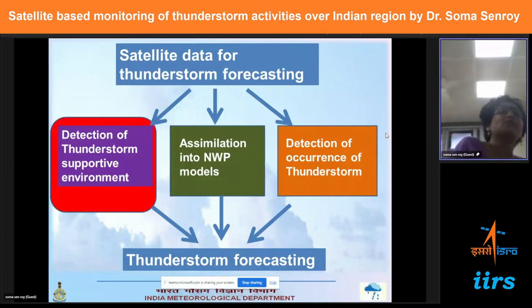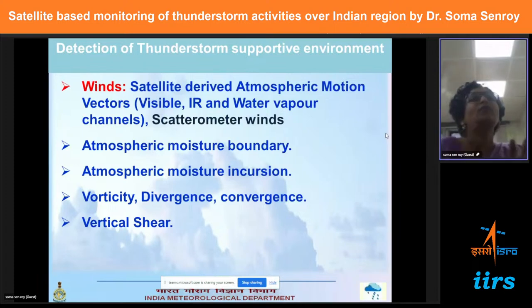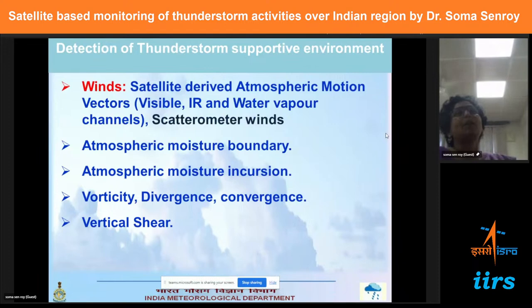So when we talk of the first component, that is detection of thunderstorm supportive environment, what do we look for? We look for winds, your atmospheric motion vectors, visible, IR, water vapor channel derived atmospheric motion vectors, CMVs, WVWs. The other thing we look at is, say, scatterometer winds, which is surface winds.